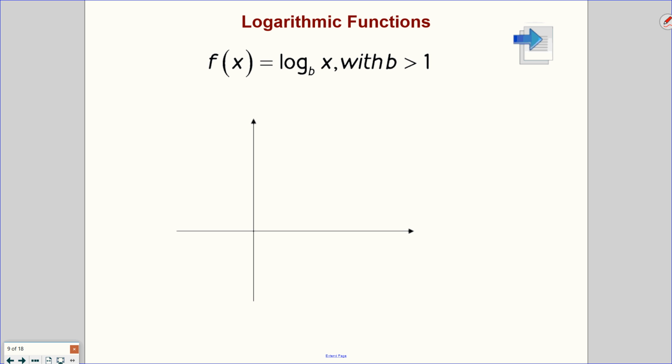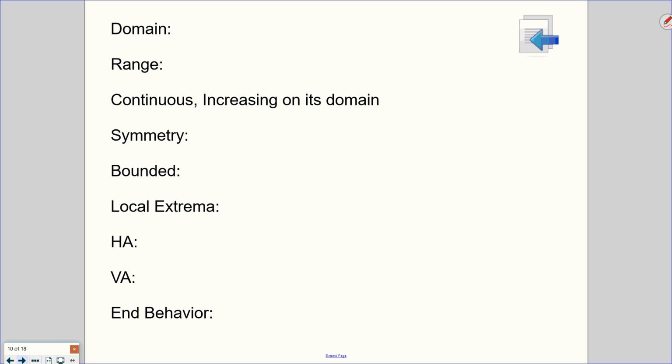Okay, so let's talk about log functions that are not base e and all of the things that we know about them, and then we're going to sketch it. So let's go over here and talk about things like domain and range. Well, again, we've talked about domain all year. There are 3 times that we worry about the domain where it's not going to be minus infinity to infinity.